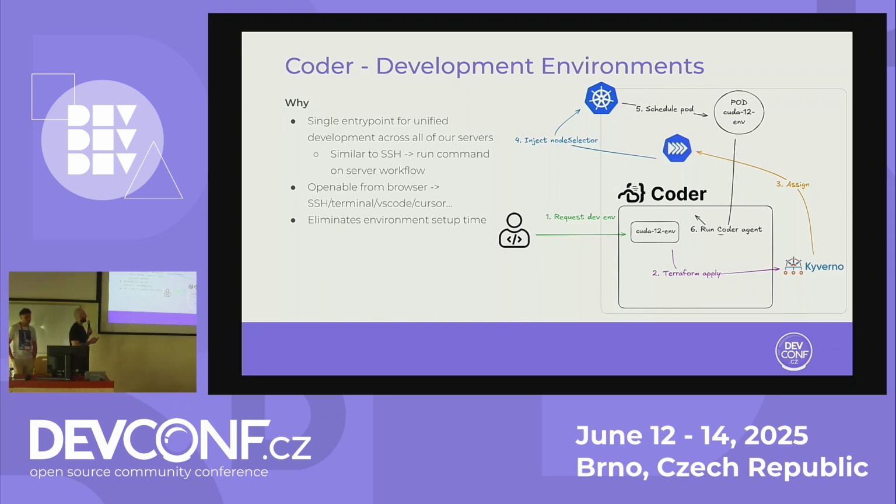So how it works. The researcher logs into the website using Google SSO. They fill in some values for the template. In the background Terraform is running apply. Kyverno automatically assigns some labels. Then the whole process, which I showed previously with Kueue, is applied also, and then it gets passed to the default scheduler. The pod is scheduled, and in the background of the pod, there is a Coder agent running, which enables all of this functionality.